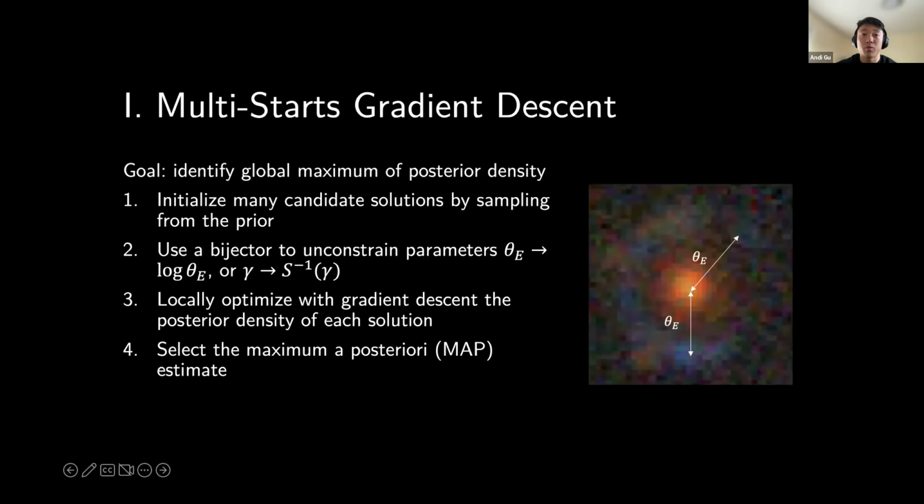The next thing that we do is we localize each individual candidate solution using gradient descent with respect to the posterior density. We'll typically use Adam with an annealed learning rate, which is a pretty typical setup for non-convex optimization problems. And then finally, after a number of iterations, we'll stop and select the best performing solution and use this as the maximum a posteriori estimate.